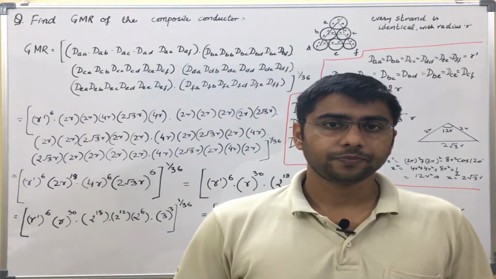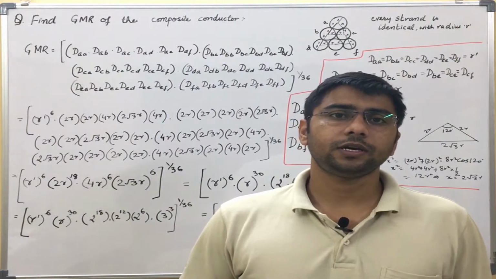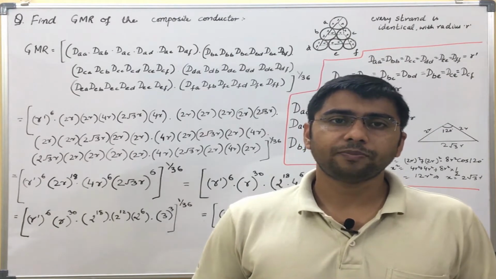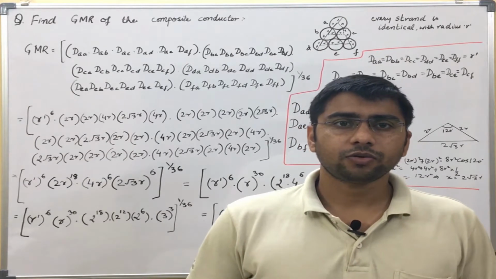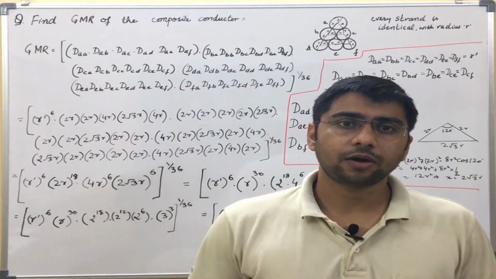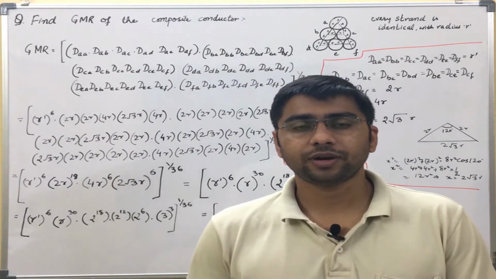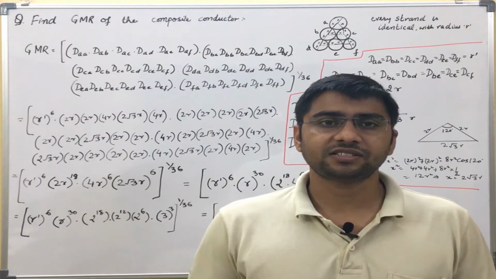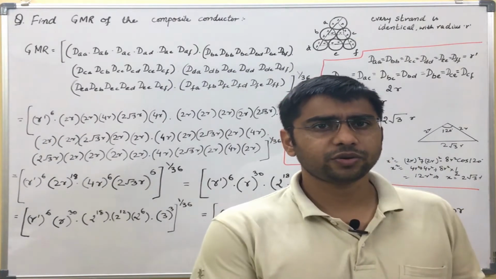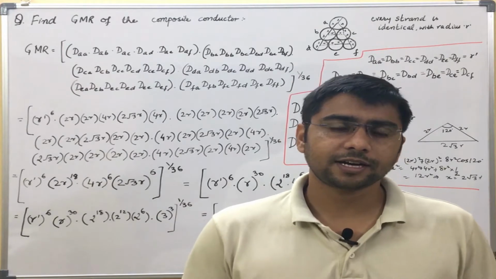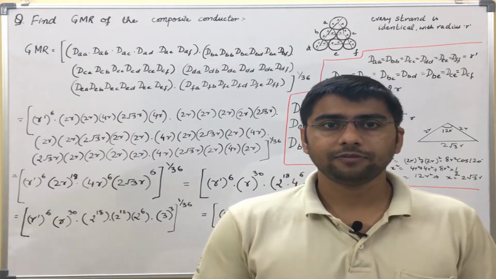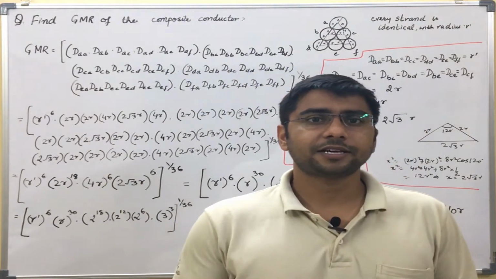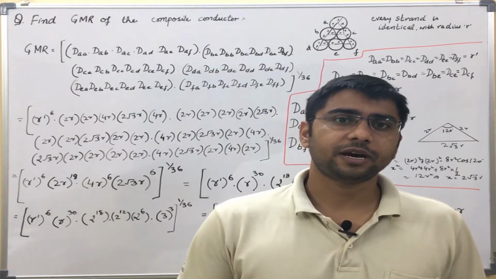Hello everyone. In our previous lecture, we did an example involving the calculation of GMR of a complex configuration. Today we will see another example of how to calculate the GMR of a conductor in which the configuration of strands is unconventional, that is, it is usually not used, but for the sake of practice and concept clearing we will solve this example.